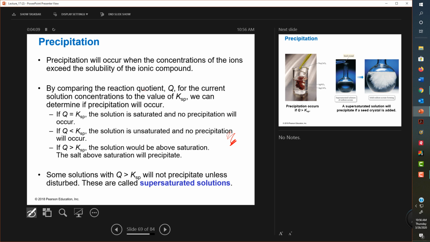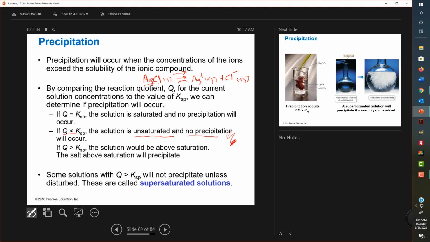All right, so what we're looking at is, again, silver chloride, solid, and then that becomes silver ions aqueous plus chloride ions aqueous. Okay, so if Q is less than the equilibrium constant, this reaction will go in the forward direction. And so this solid will dissolve, and so we have an unsaturated solution and no precipitation will occur.